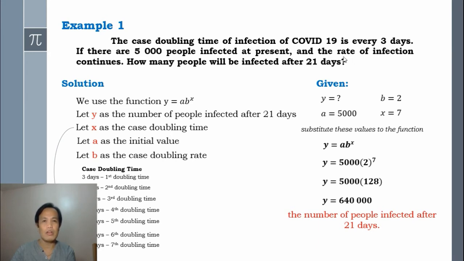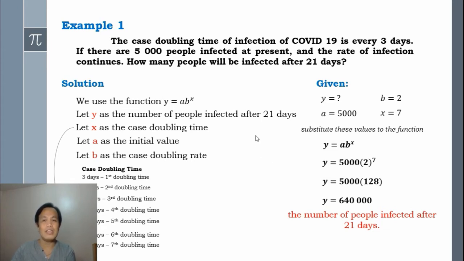This is given that the case doubling time of infection of COVID-19 is every 3 days. By the way, you are allowed to use calculators in solving problems involving exponential functions, because we will be talking of very large numbers or very small numbers. If there are 5,000 people infected at present and the case doubling time of infection is every 3 days, we can expect 640,000 people infected in just 21 days. That is how exponential growth works.